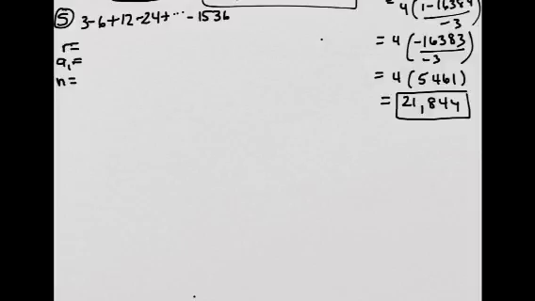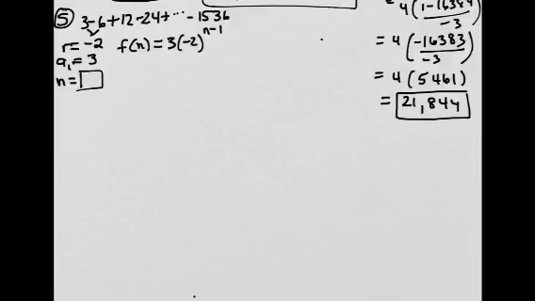So for this one, the ratio, 3 times negative 2 gives you negative 6, and negative 6 times negative 2 gives you 12, so the ratio is negative 2. The a sub 1 is 3, and we don't know the n right now. So we're going to use the explicit formula. f of n equals the first number times the ratio to the n minus 1.